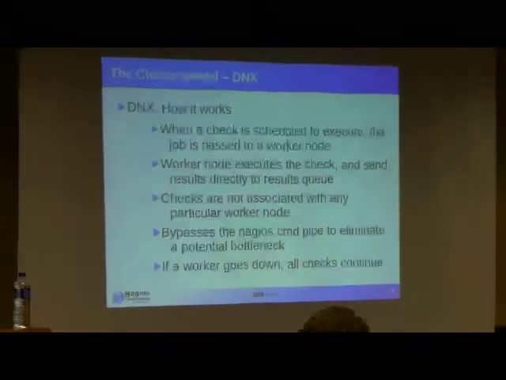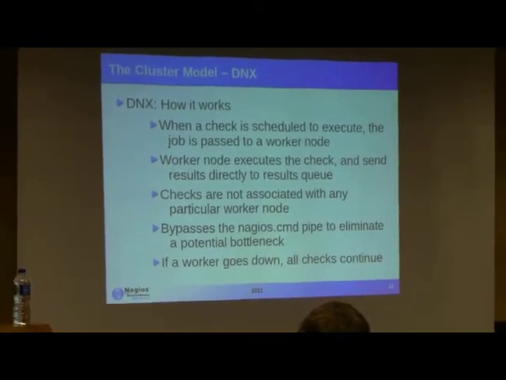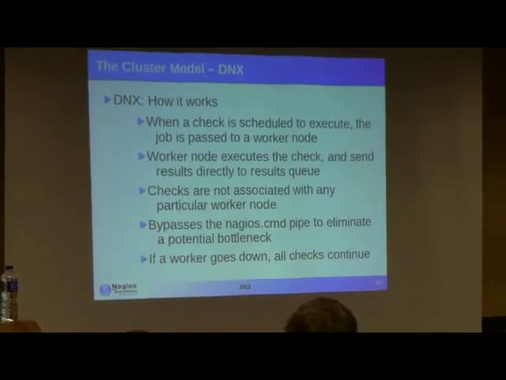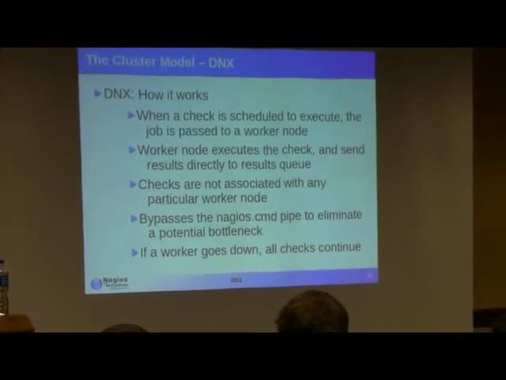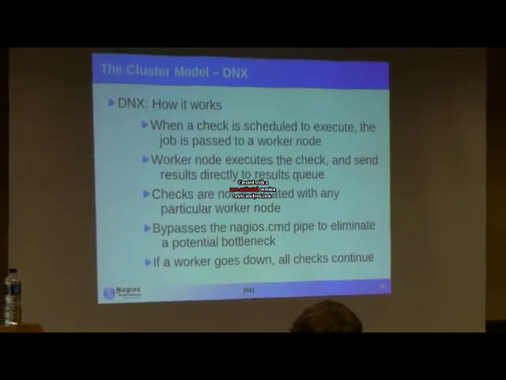So for DNX, how it works, when a check is scheduled to execute, the job is passed to a worker node. The worker nodes execute the check and send the results directly back to the results queue. It doesn't pipe anything through NSCA. It bypasses that entire step. So it's very, very efficient.